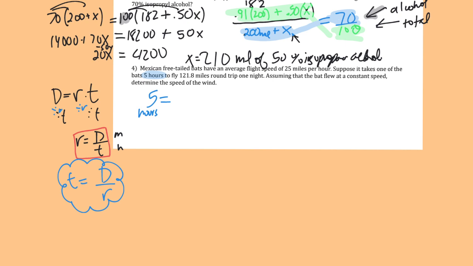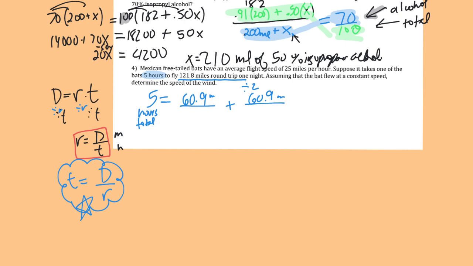Okay. So the thing is, if you know that time is equal to distance over rate, well, the distance they went was 121.8 miles round trip. Well, round trip means they went half on the way there and half on the way back. So divided by 2, and again, you'll have to duplicate this. You're going to say it took 5 hours total. And so half of 121.8 is a lovely 60.9. Okay, that's a distance, and that's miles. And this is 60.9 each way.